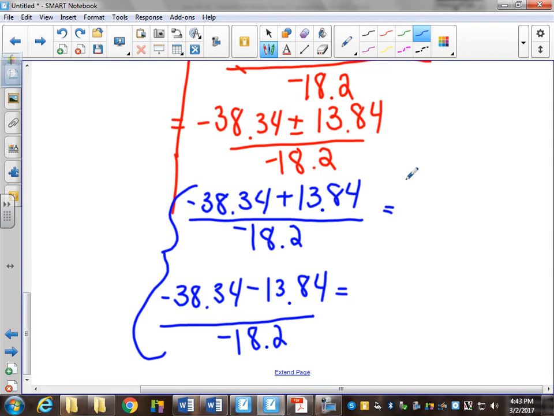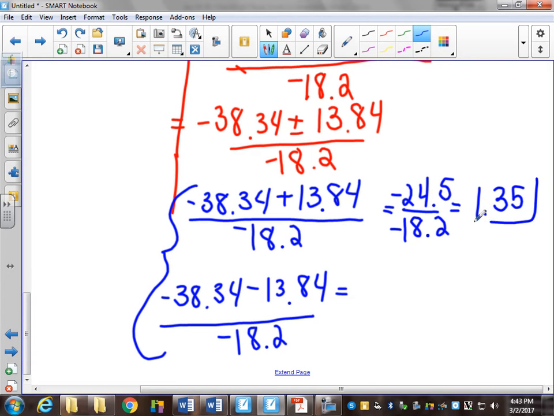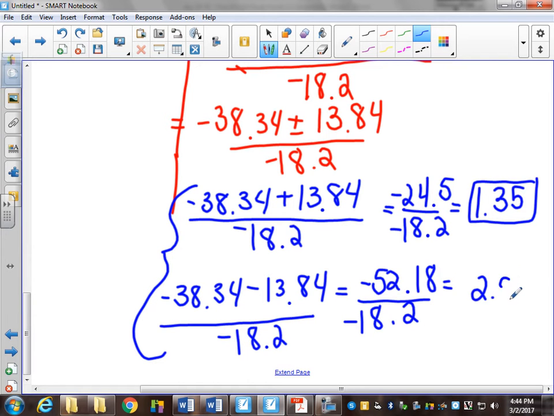With our first one, the numerator, negative 38.34 plus 13.84, is negative 24.5. When we divide that out, a negative divided by a negative is going to be a positive, so it's going to give us a positive 1.35. This is our first answer. Second answer, when you subtract out the numerator, you get negative 52.18 all over negative 18.2. Negative divided by a negative, positive.